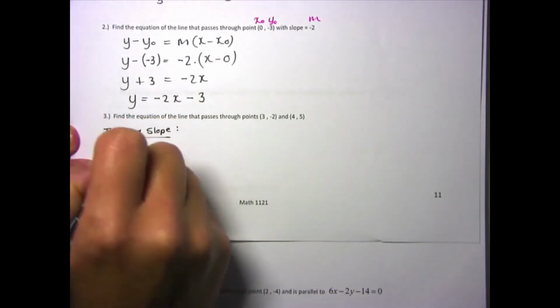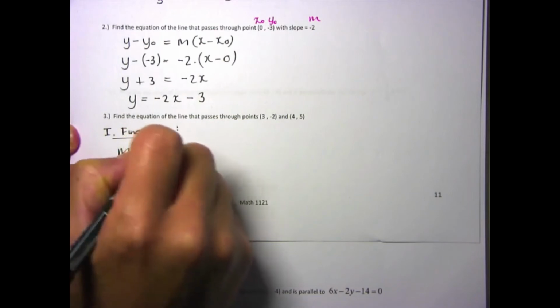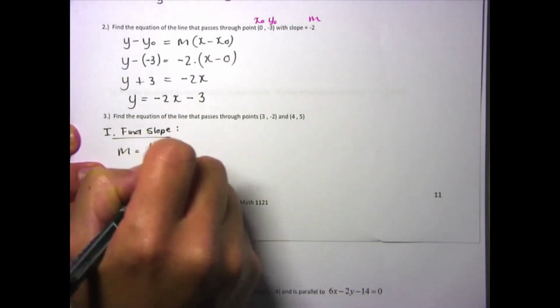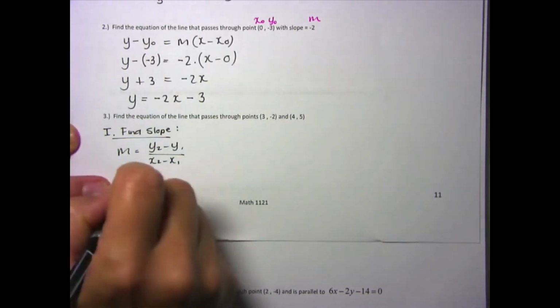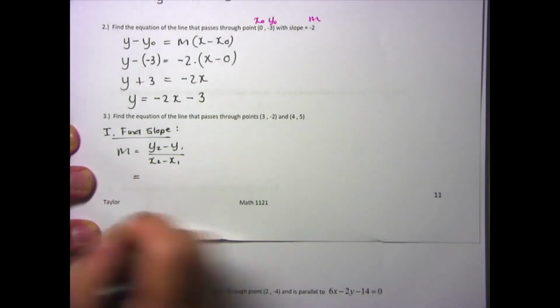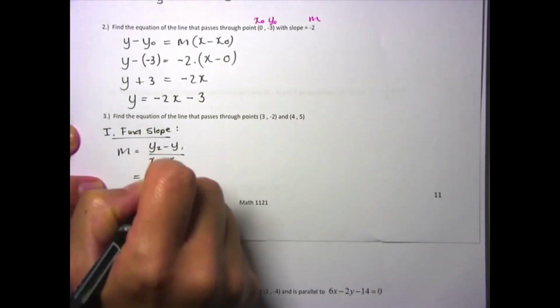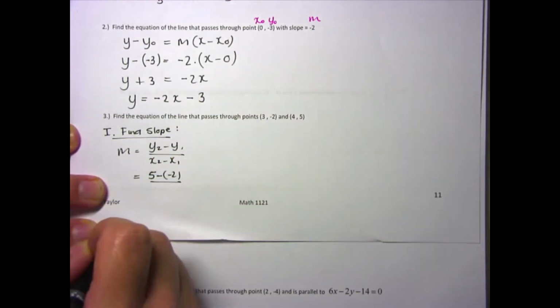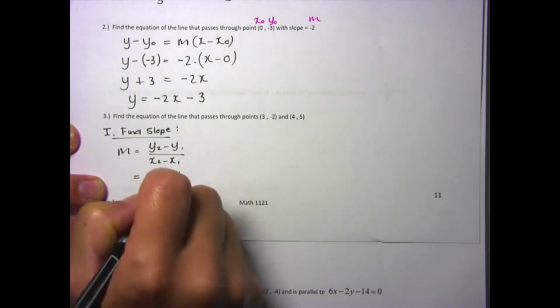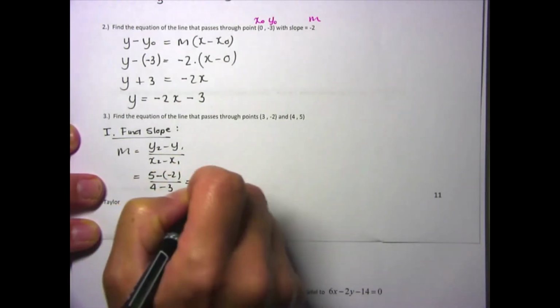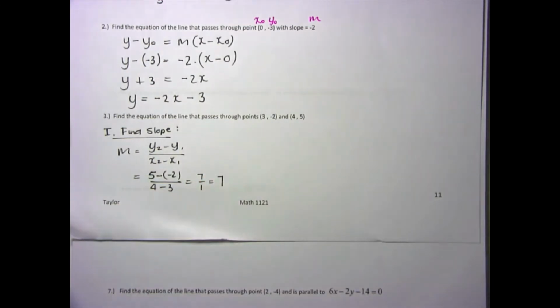So we know the slope is equal to the change in y over the change in x. And so that is equal to 5 minus negative 2 divided by 4 minus 3. All right, this is equal to 7 divided by 1, or simply just 7. All right, so we know what the slope is.